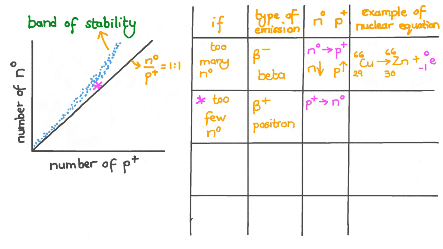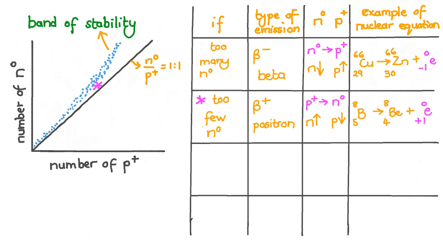To increase the stability, a proton can be transformed into a neutron and a positron particle is emitted. A positron is just like a beta particle, but is positively charged. This emission results in an increase in the number of neutrons and a decrease in the number of protons.